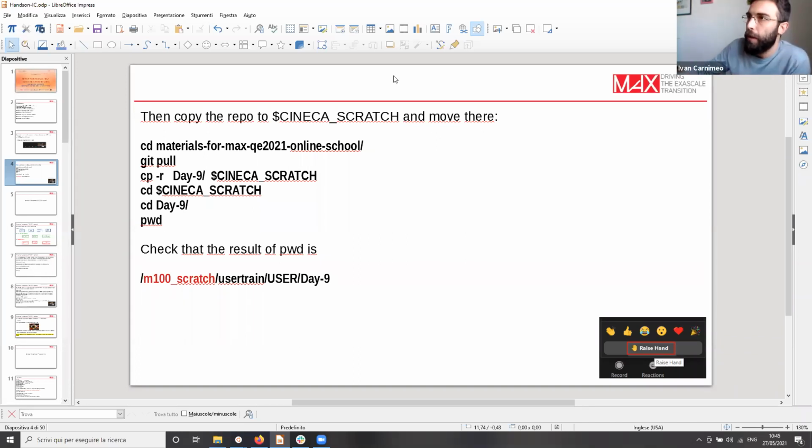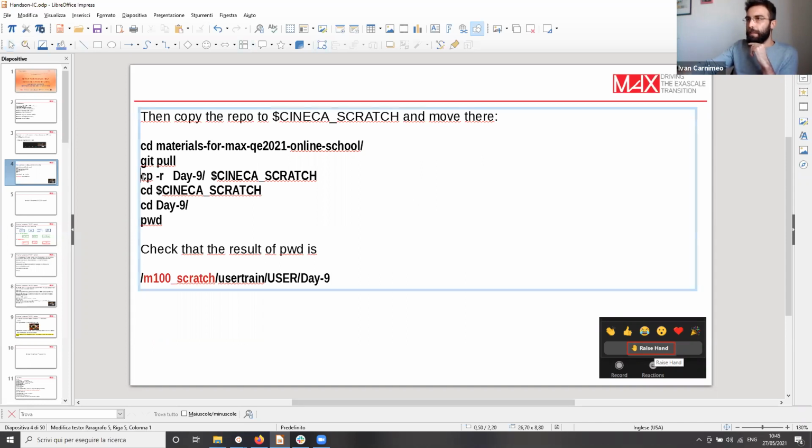So for this reason, after you have done this git pull, that now I assume all of you have done, because it was not a long-lasting command, we do this other command. We do cp -r, which means recursive, so we can copy an entire folder. So we copy the directory.